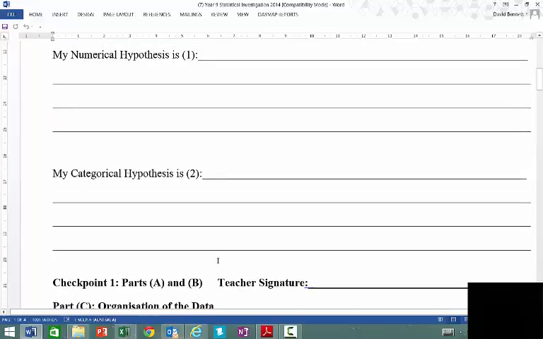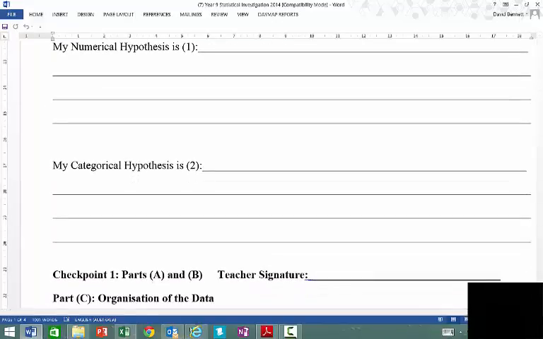So get into this part. When you've done it, please make sure you come and see one of the teachers.